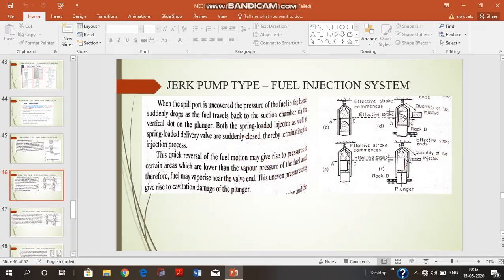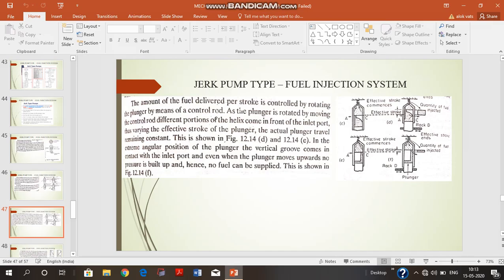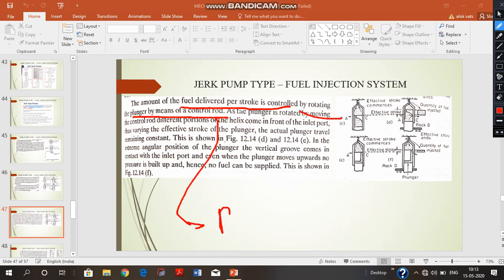Now our main aim is to know how we can control the amount of the fuel delivered per stroke. Controlling of the amount of fuel delivered is very important. It is done by rotating the plunger by means of the control rod. Control rod here is nothing but the rack and pinion arrangement, which provides the rotational moment to the plunger.